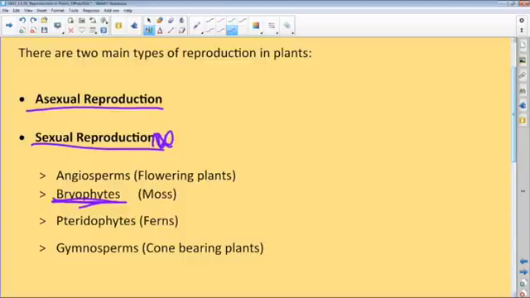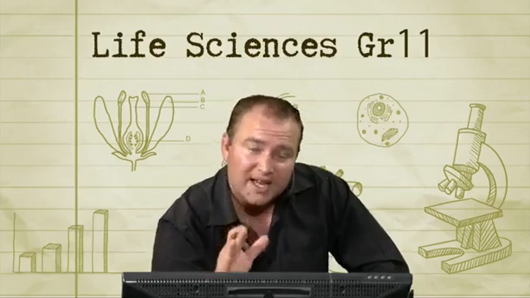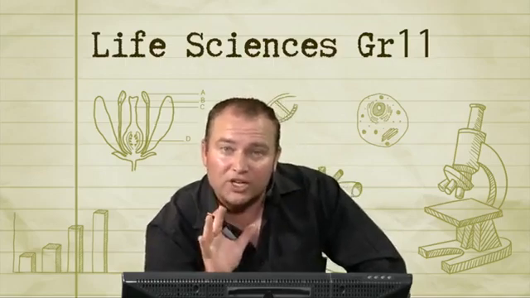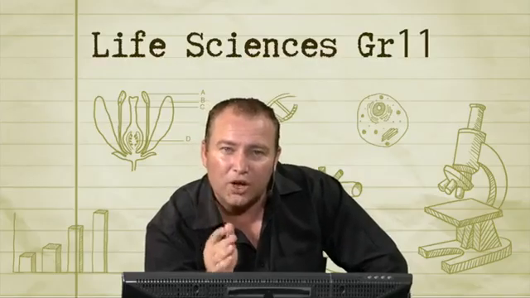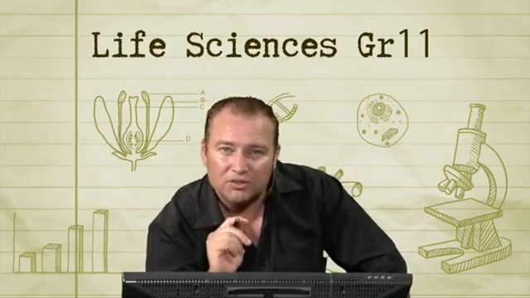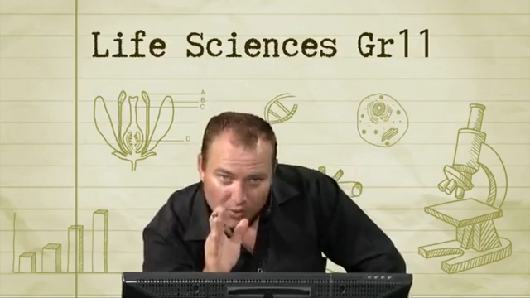Then you've got the Pteridophytes, which are your ferns. They are beautiful plants, absolutely gorgeous plants. Those guys also go through alternation of generation, which means there is sexual reproduction included there. Then you get your gymnosperms, which are your cone-bearing plants, which you guys will learn about. Your cone-bearing plants normally go through wind pollination. We'll talk about wind pollination.